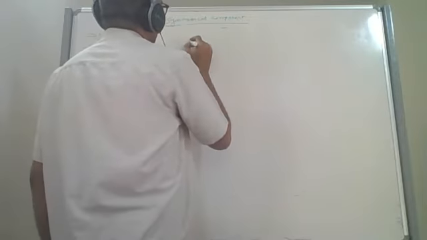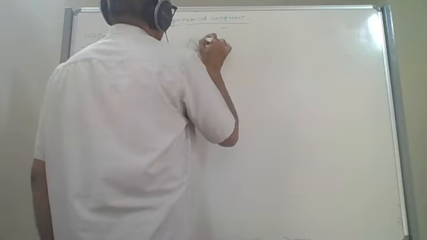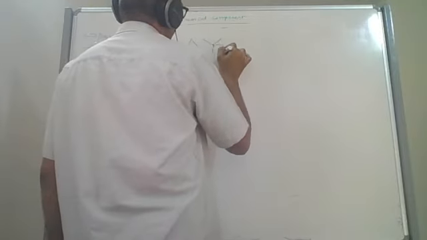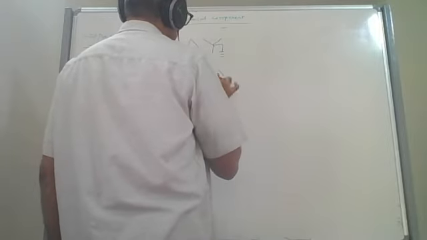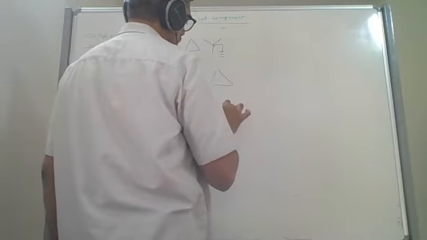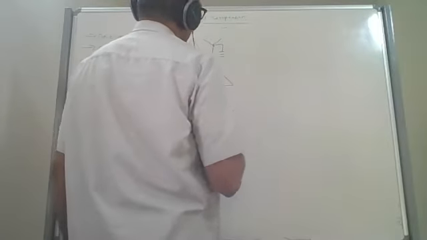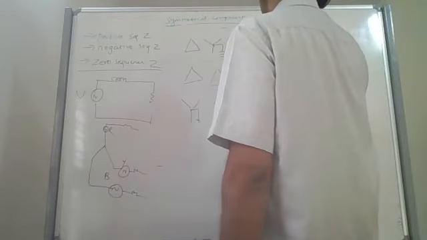See, suppose what are the transformers you can have? You can have delta star grounded, or you can have delta delta, or you can have star grounded star grounded. Now for this, I will tell you how the zero sequence impedance comes. Okay, for this, it will come like this.